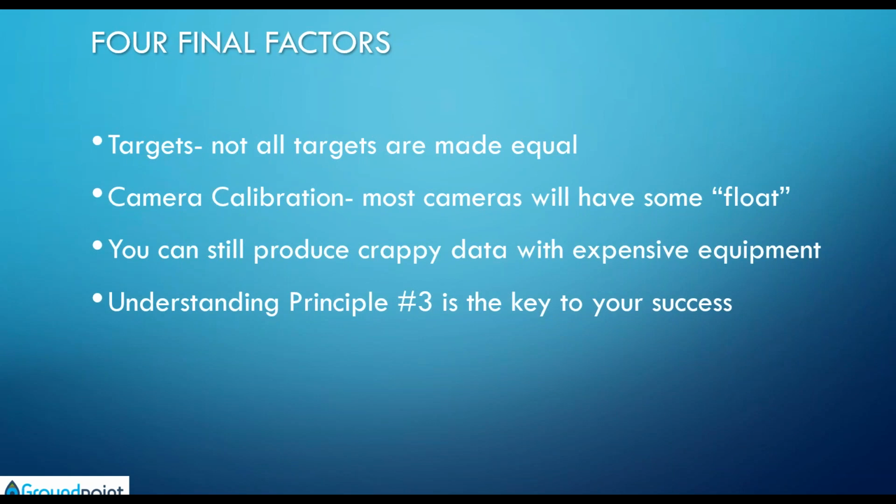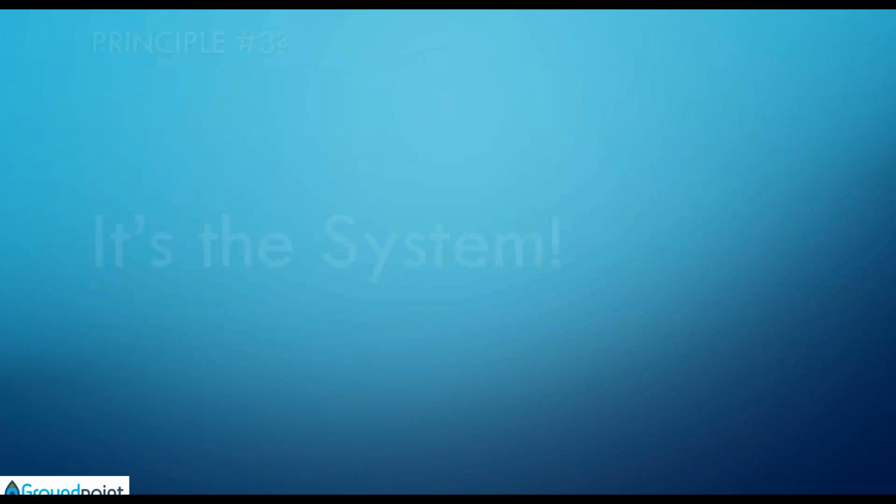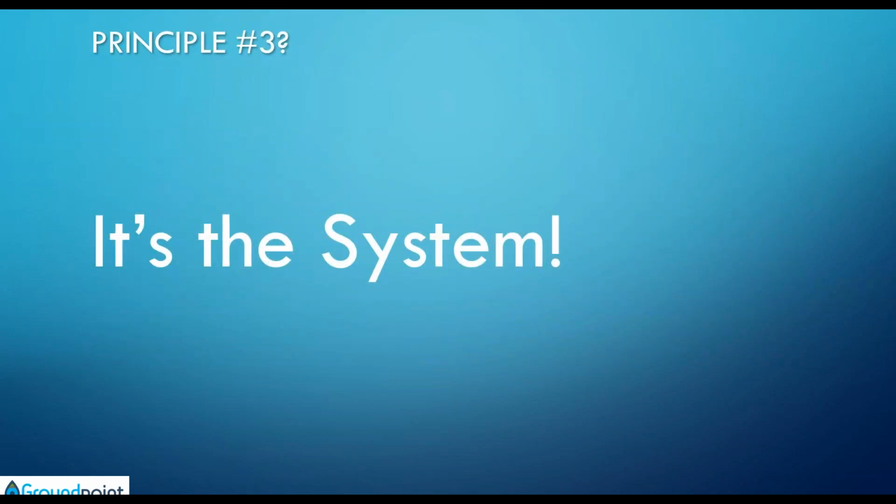And then finally, understanding principle number 3, which is the error budget. The entire drone system contributes to error. Understanding principle number 3, and then looking at each one of the components and doing due diligence in your standard operating procedures to try to minimize error in each one of those components is going to be the key to your success. So, principle number 3, it's the entire system.